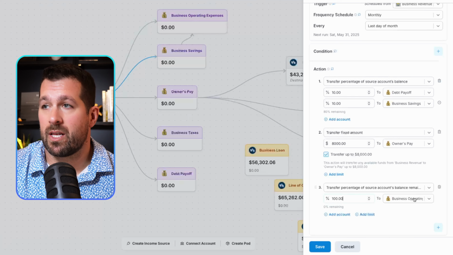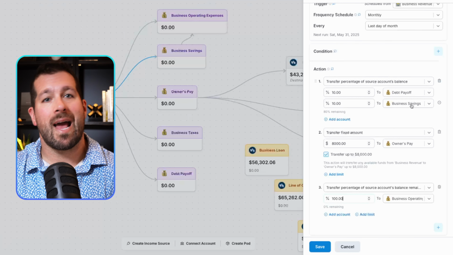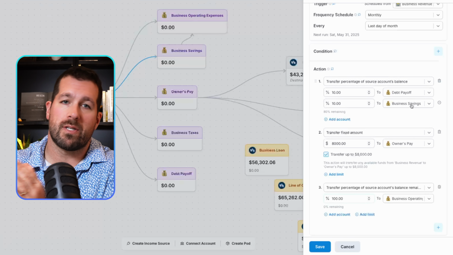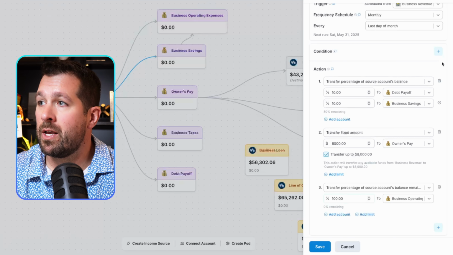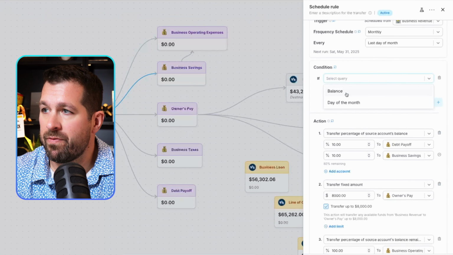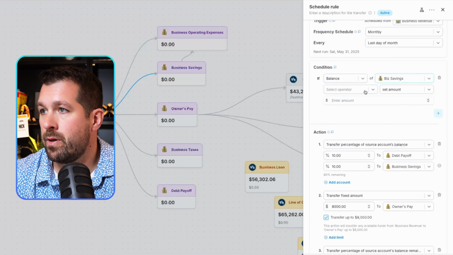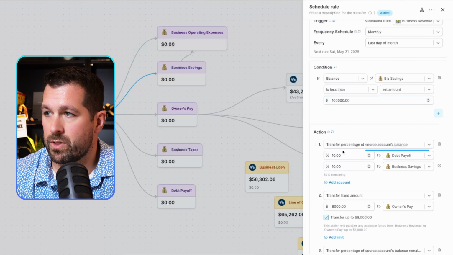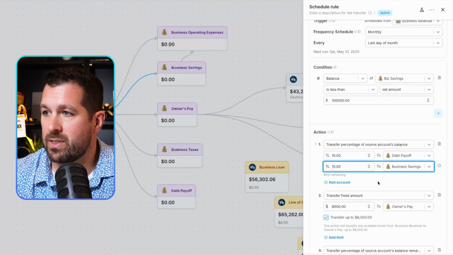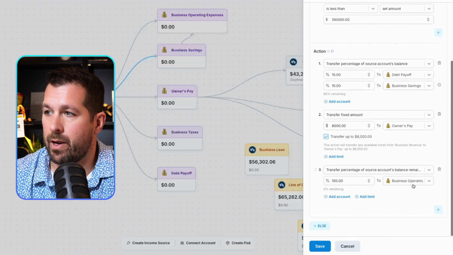And now, in this case, they wanted to fill up their business savings account up to $100,000. So I can show you exactly how we can add that condition so that we're making sure that we're putting 10% in every single time until we get to that $100,000 threshold goal that they have. So we're going to simply add a condition. If the balance of the business savings account is less than a set amount of $100,000, this is going to happen. These set of rules, the 10% to the debt payoff, the 10% to the business savings, the $8,000 to owner's pay, and everything else going to the business operating account.